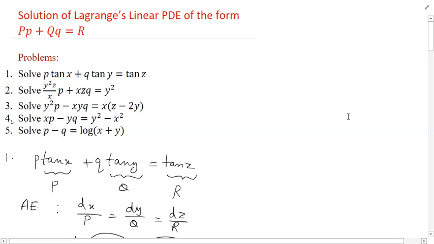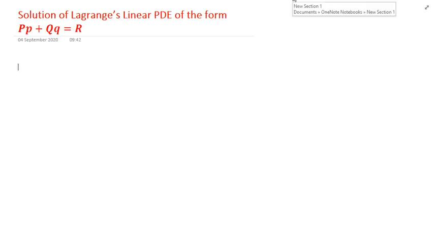In my previous video, I had explained Lagrange's linear partial differential equation and the method of finding the solution of such type of equation, and also the first three problems which I had listed here. Now I will be discussing the fourth and fifth problem, which is written here, in the present video. So now consider the fourth question, that is xp minus yq is equal to y square minus x square.